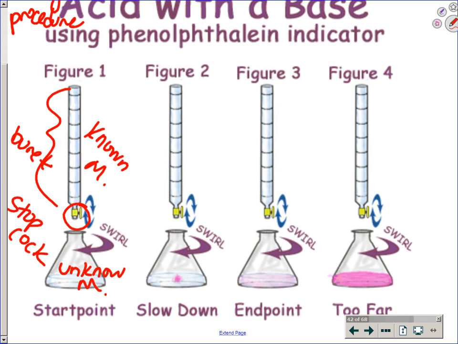But we can't tell what's happening because it's all clear, clear, clear. So we actually add an indicator. And what indicator do we add here? Say it for me. Phenolphthalein. Okay, so we added phenolphthalein.